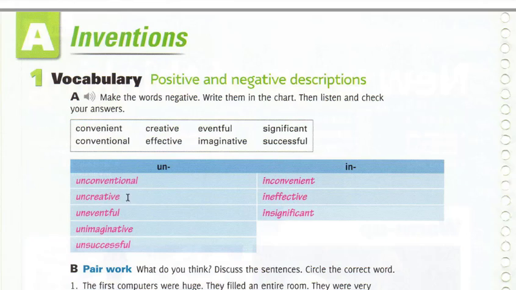Okay, so here in this column on the left we have all the words that use the prefix un in order to turn it negative. They are unconventional, uncreative, uneventful, unimaginative, unsuccessful. And the words that use the prefix in are inconvenient, ineffective, insignificant.